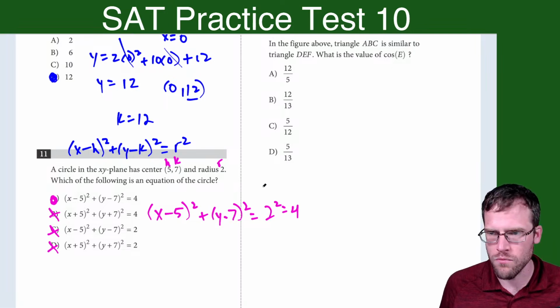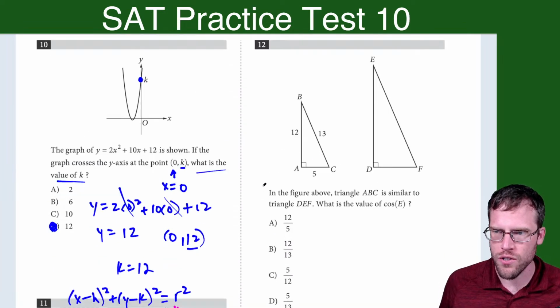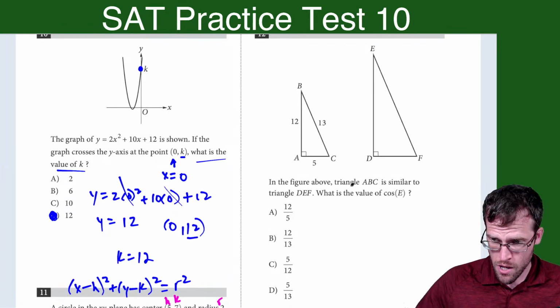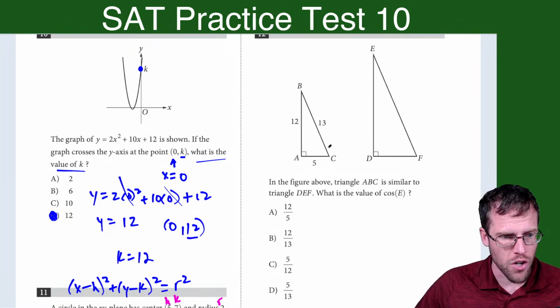Okay, so moving on here. And let's see, question 12, we have this right triangle. And we're told these two triangles are similar. So that means that the sides are in proportion.